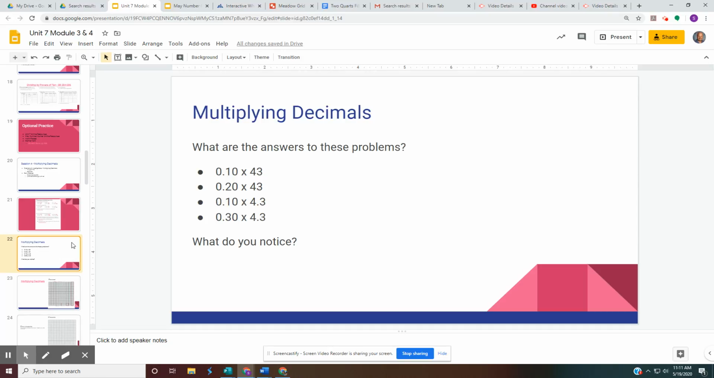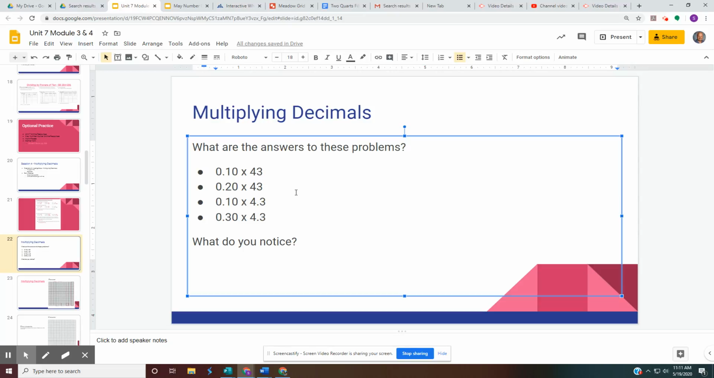So we've done some work with multiplying decimals. Let's see if you can do some of these. Go ahead and pause your video, and in your notebooks, please answer the problems. All right, so welcome back. So if we're going to multiply 1/10 times 43, right?